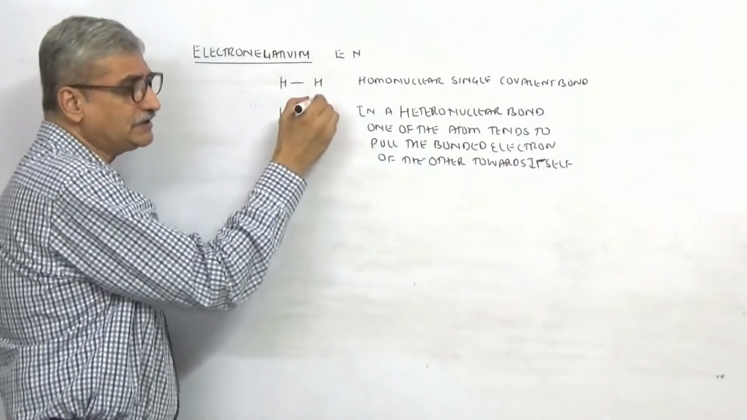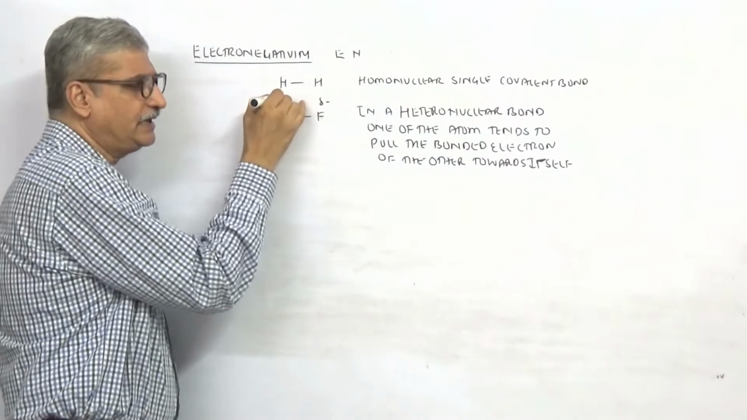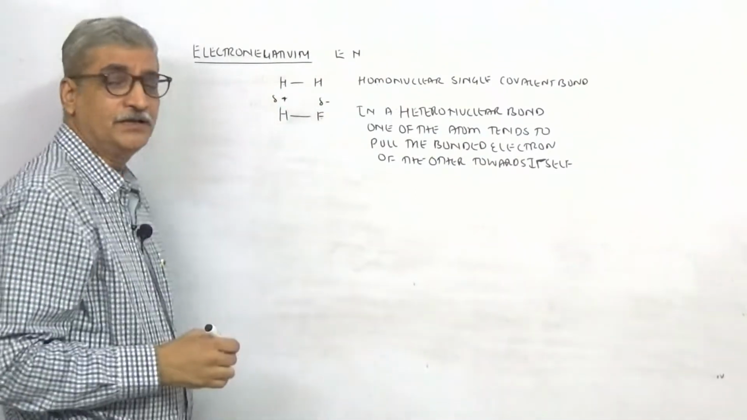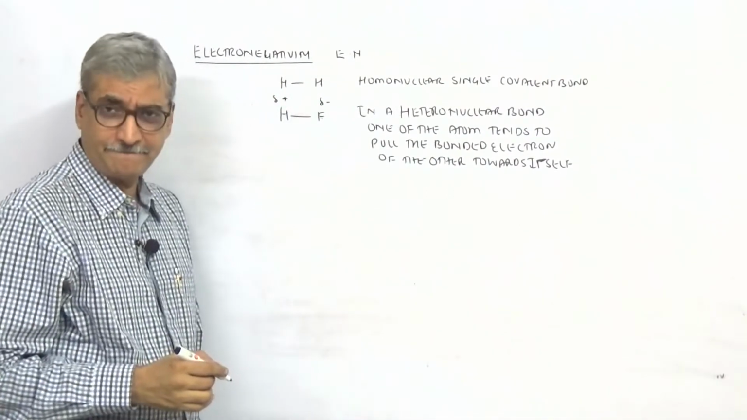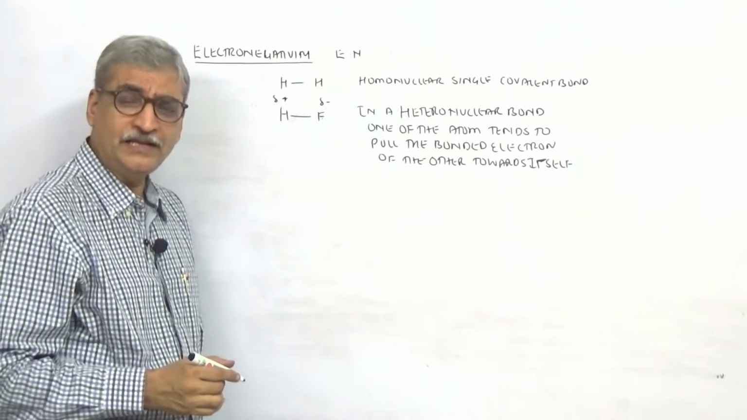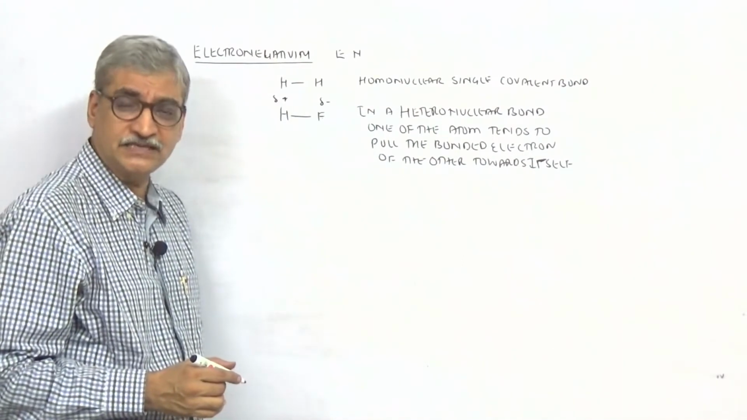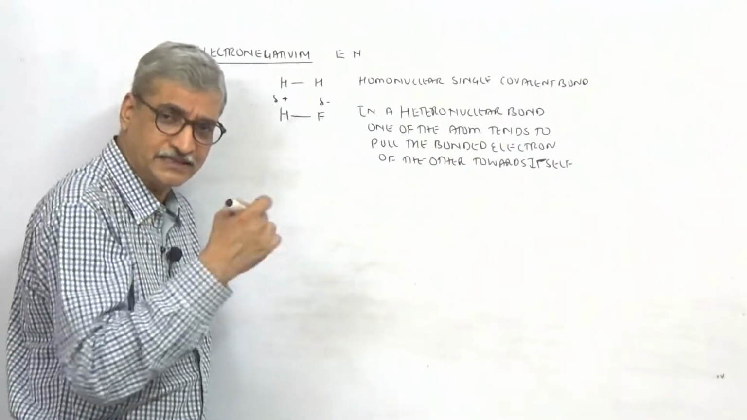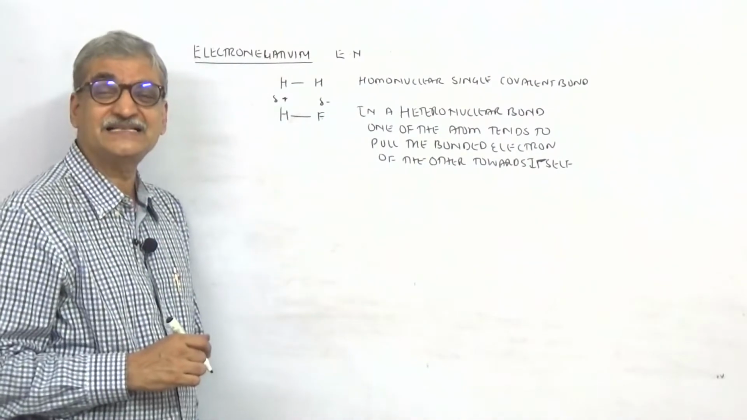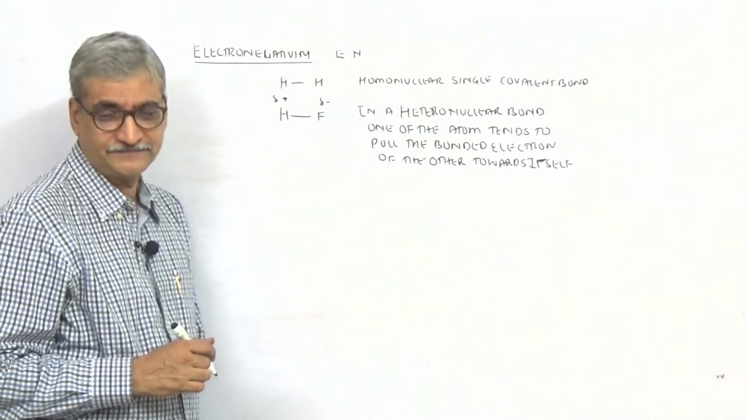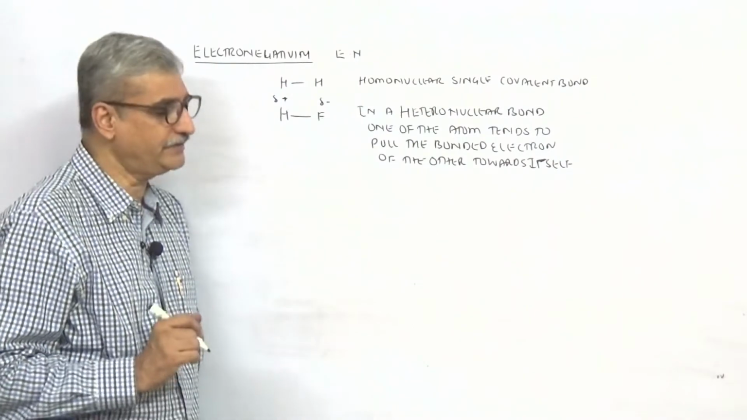So that will lead to what? Slight polarity, delta negative and delta positive. So this tendency to pull the bonded pair of electrons towards itself in a bond which it forms with the atom of another element is called electronegativity.